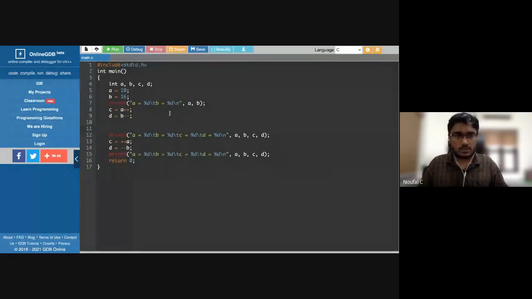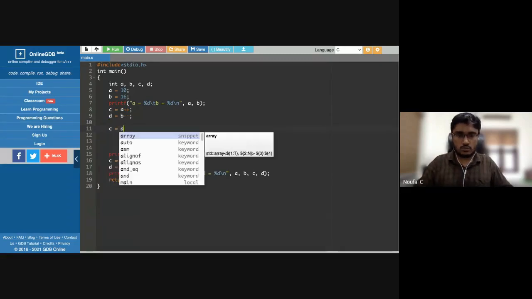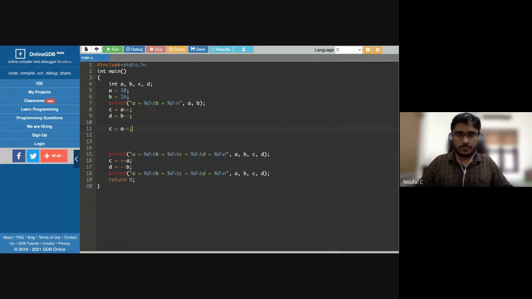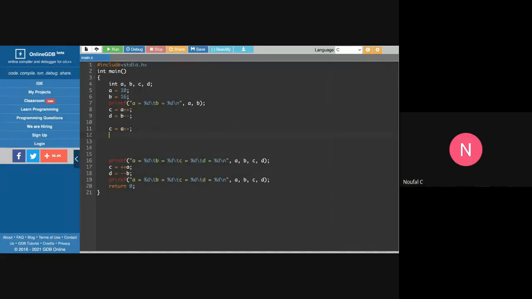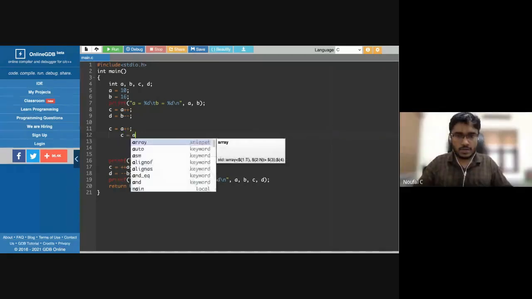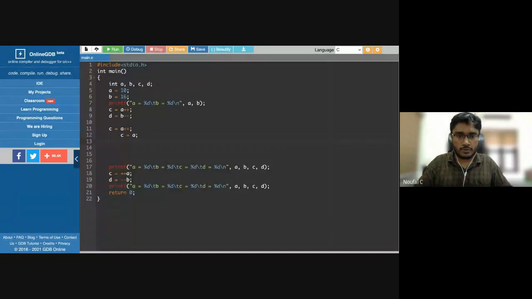I will type it here again. If I write C equal to A plus plus, as I said earlier, what happens first? First, we give the value of A to C. Then what do we do? We increment the value of A, A equal to A plus 1.